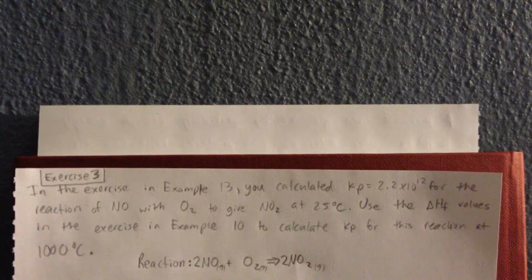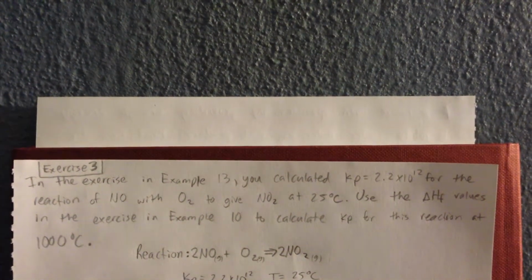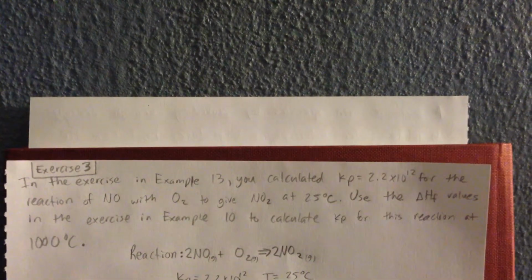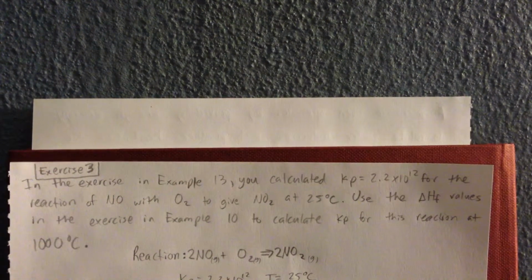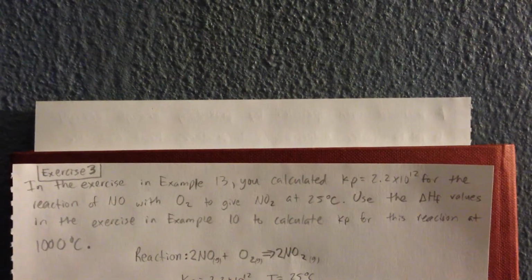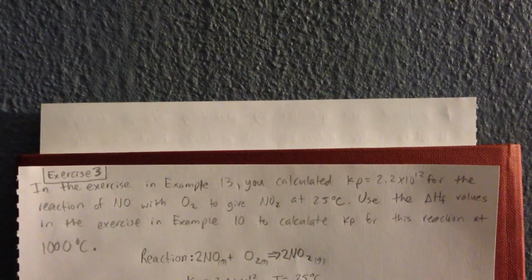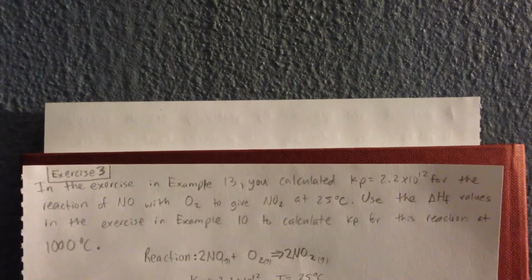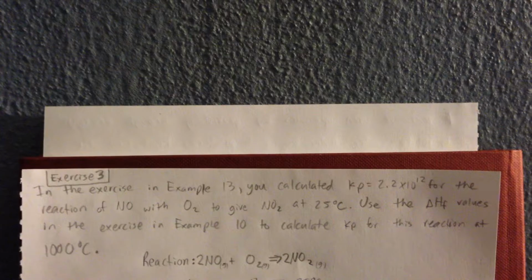So we'll start with this problem in exercise 3 on ChemWiki. It says, in the exercise in example 13, you calculated Kp equals 2.2 times 10 to the 12 for the reaction of NO with O2 to give NO2 at 25 degrees Celsius. Use the delta H of formation values in the exercise in example 10 to calculate Kp for this reaction at 1000 degrees Celsius.